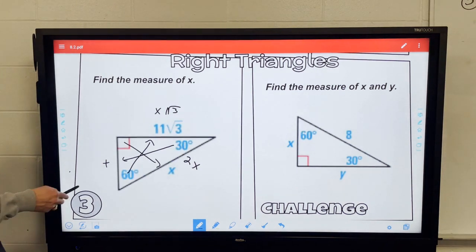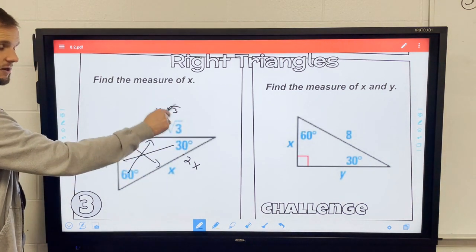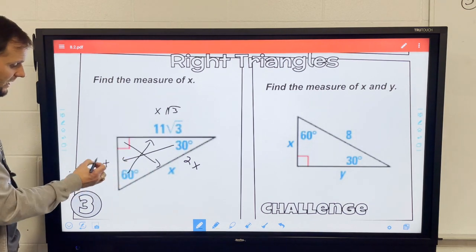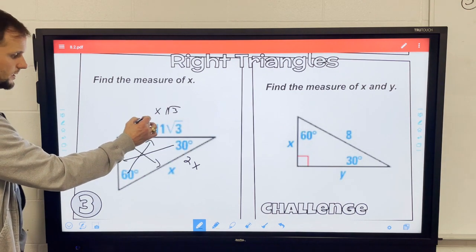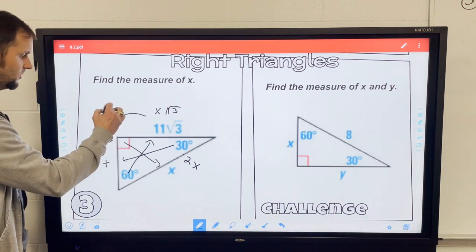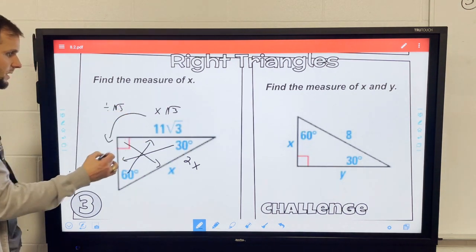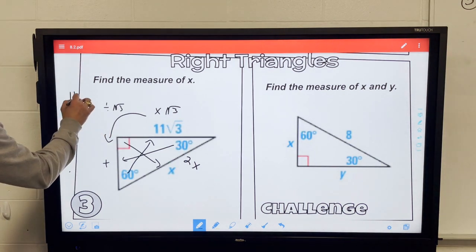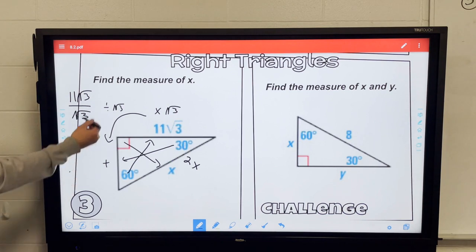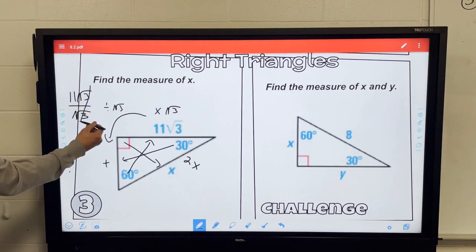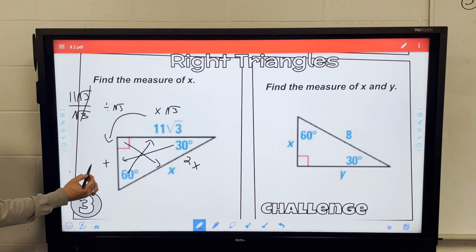So right now if I look, I've been given my middle leg right here, correct? So now I know I'm taking my short leg and I'm multiplying by the square root of 3 to get here. So now to get back to the short leg, I'm going to divide by the square root of 3. So I'm going to take 11 square root 3 and I'm going to divide it by the square root of 3. Now if I look, my square root of 3's are just going to cancel, so I'm going to be left with 11. So that means x is actually going to equal 11.